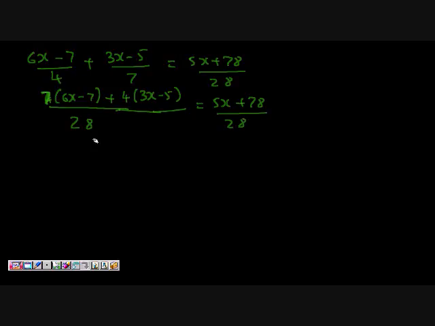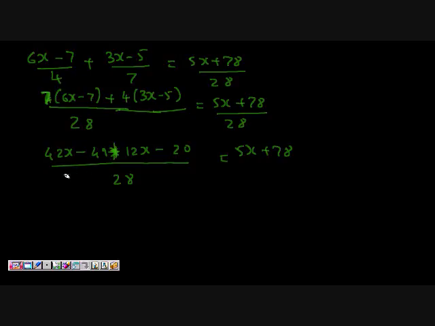So we can say 7 into 6 is 42x minus 49, plus 4 into 3 is 12x minus 4 into 5 is 20, divided by 28 is equal to 5x plus 78. So 42x plus 12x is 54x, and minus 49 minus 20 is minus 69, divided by 28 is equal to 5x plus 78 divided by 28.